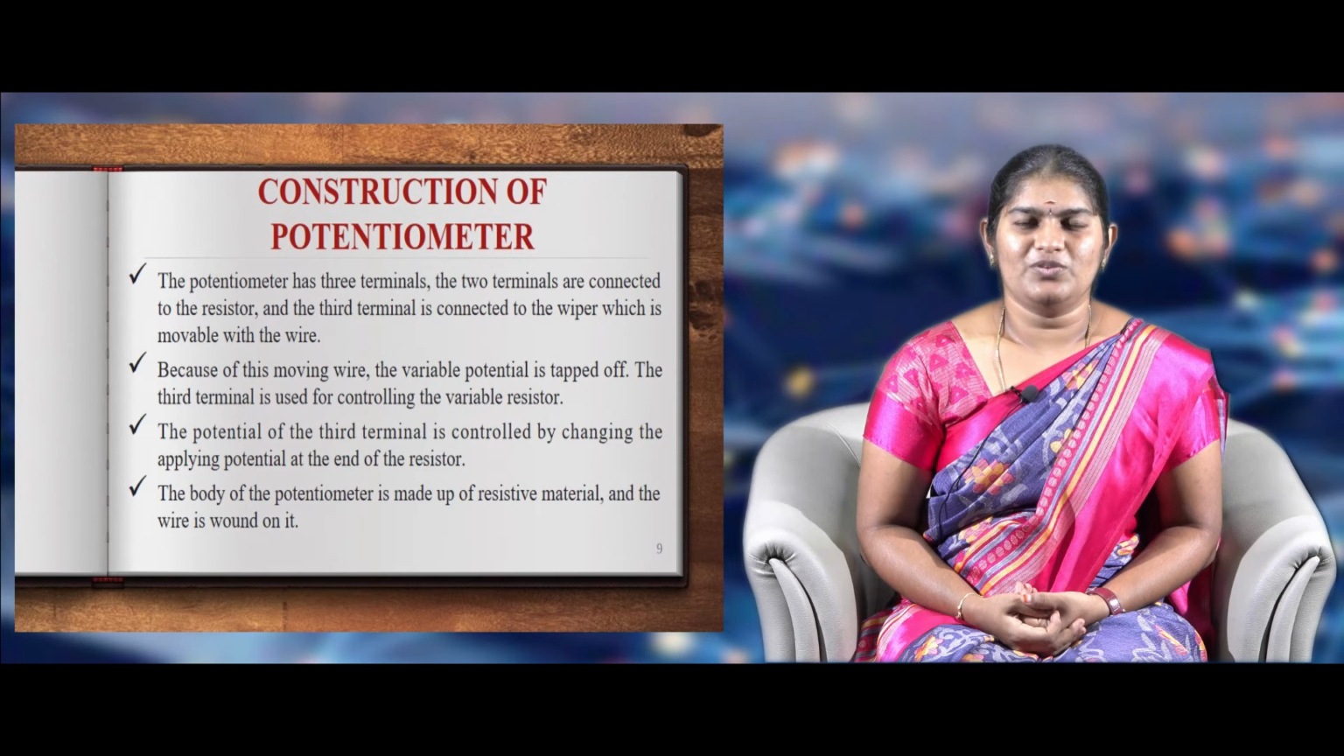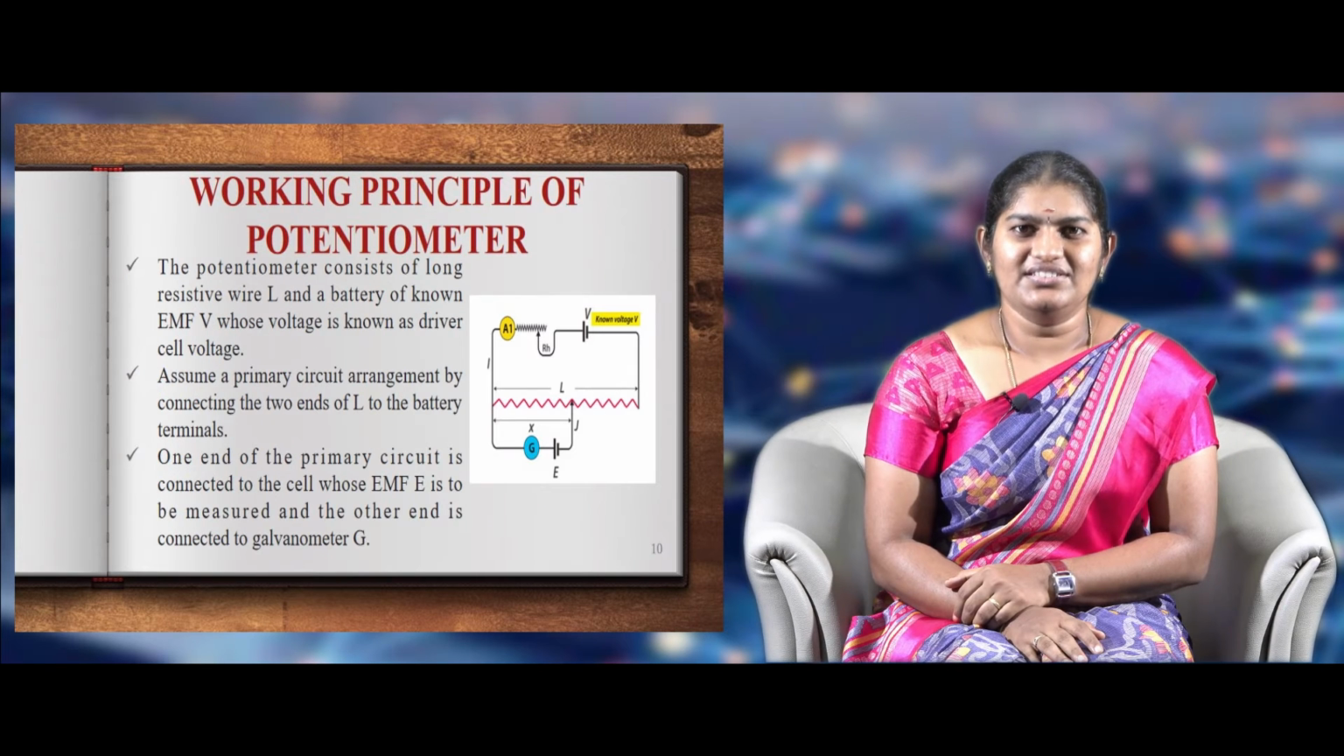The third terminal of a potentiometer is used as a variable resistor. The potential difference across the third terminal is used mainly for the change in potential across the ends of the resistor. The body of the potentiometer is made of resistive material with wire wound on it. Next we are going to discuss the working principle of potentiometer.